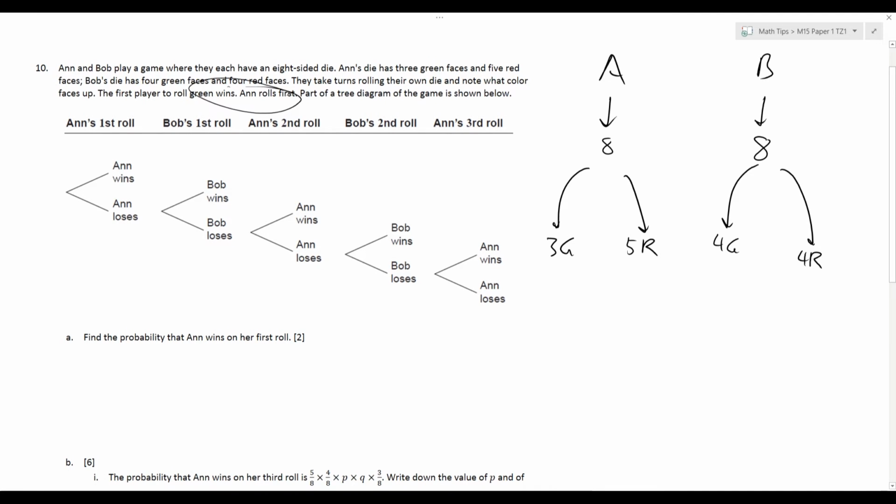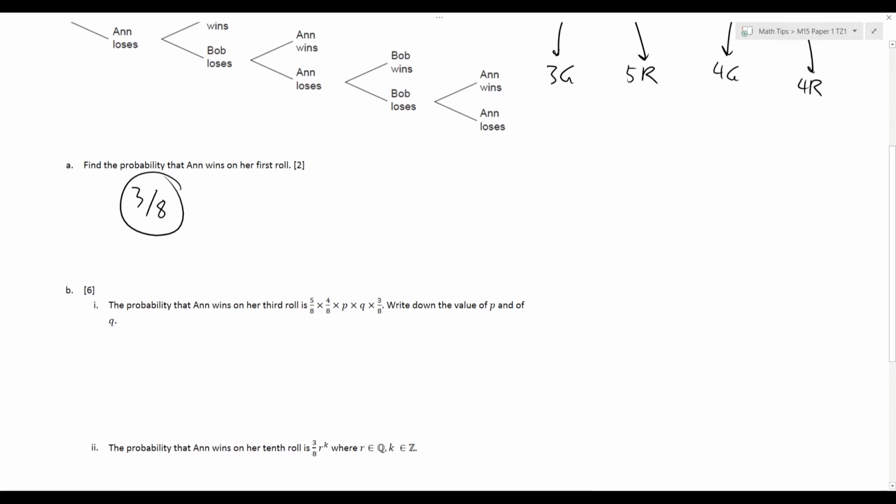Find the probability that Ann wins on the first roll. Alright, so Ann winning on the first roll is simply 3 out of 8. Because there's an 8-sided die, 3 green, green you win. So that was easy. That was a free 2 marker. So next, the probability that Ann wins on the third roll is this. Write down the value of p and q.